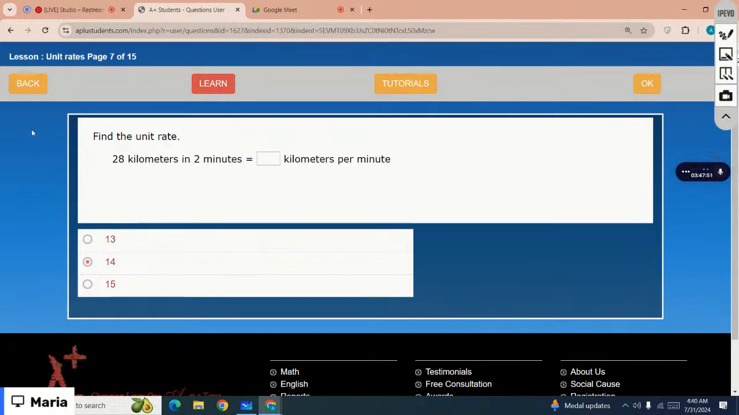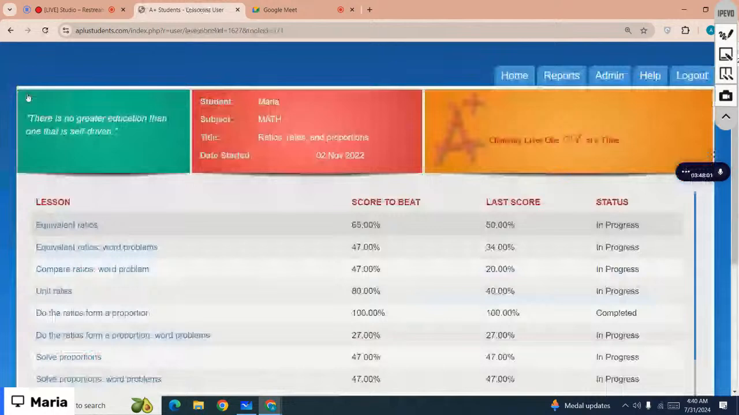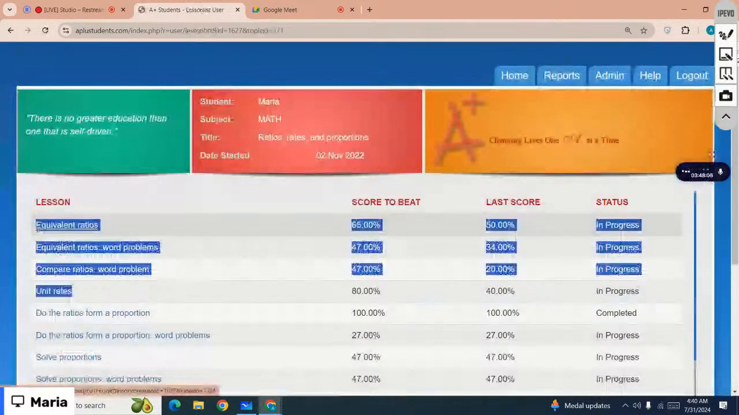Okay, you can complete the lesson by yourself later today. So we were working on grade 8 math. The chapter we were working on is ratios, rates, and proportions. The lessons I've covered today are equivalent ratios word problems, compare ratios word problems, and unit rates. So in the next session you can complete the practice for the lessons we just did. That is your homework for the next session, right?